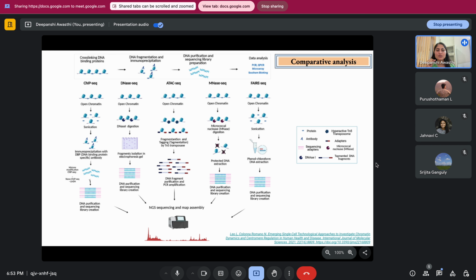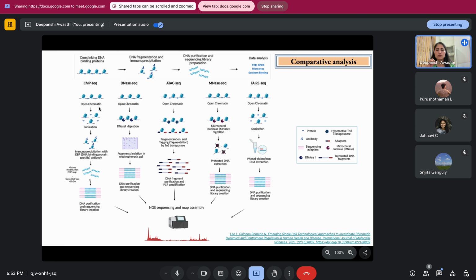So okay, now in this slide I have given the comparative analysis of different methods, that is, when to use which technique. When you want to study chromatin and protein interactions, in that case you use ChIP-Seq. But in all these methods the common procedure is that you cross-link the DNA binding proteins, you go for the fragmentation of DNA and immunoprecipitation, DNA is purified and sequencing libraries are prepared and data is analyzed. So this is a general overview of all these methods.